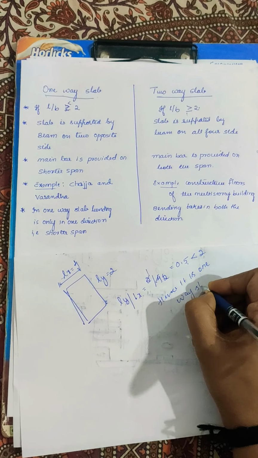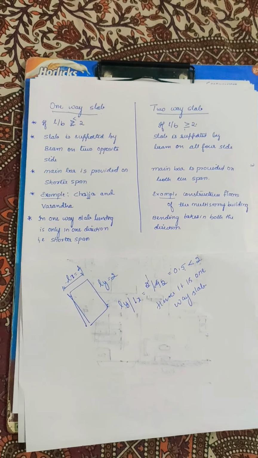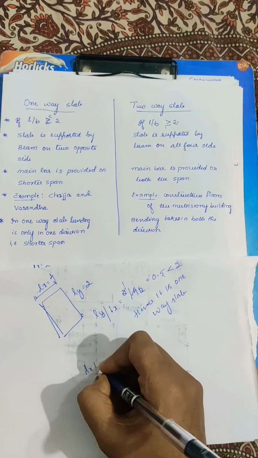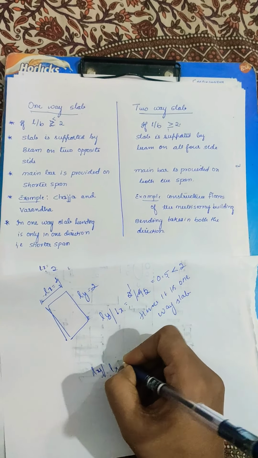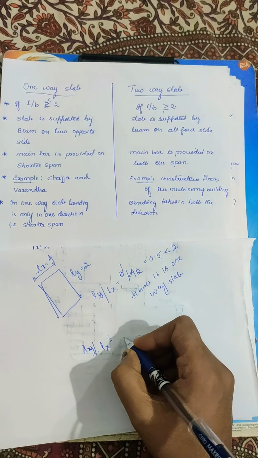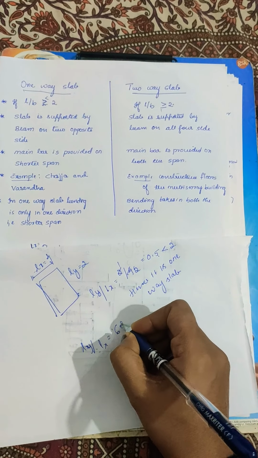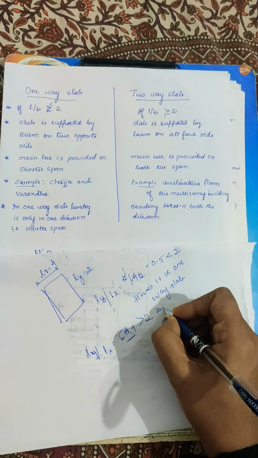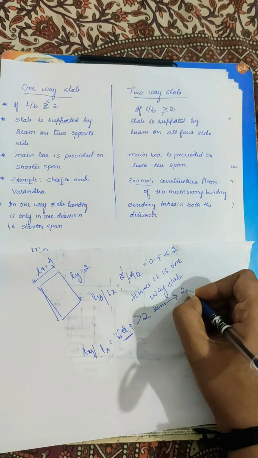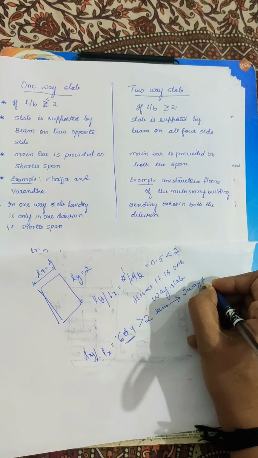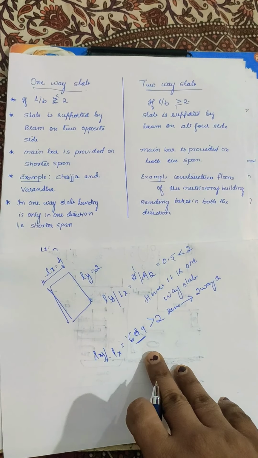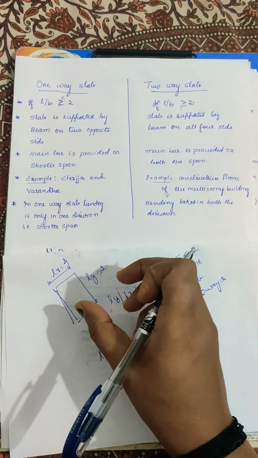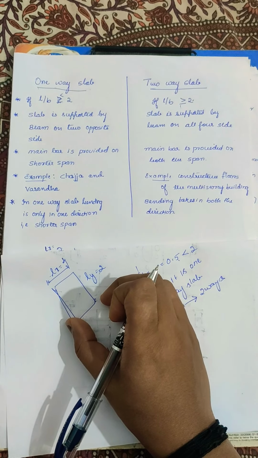slab. In a similar way, if when we solve Ly by Lx we get an answer as some 6 or 9, it will be greater than 2. Hence, it will be considered as a two-way slab. You people understood right, now how to differentiate one-way and two-way slab when the dimensions of the particular slab are given?